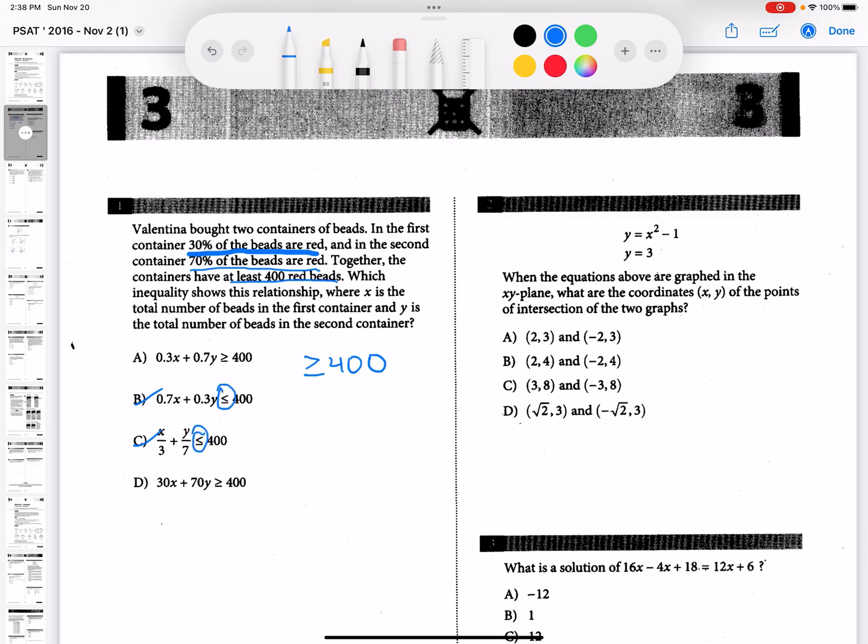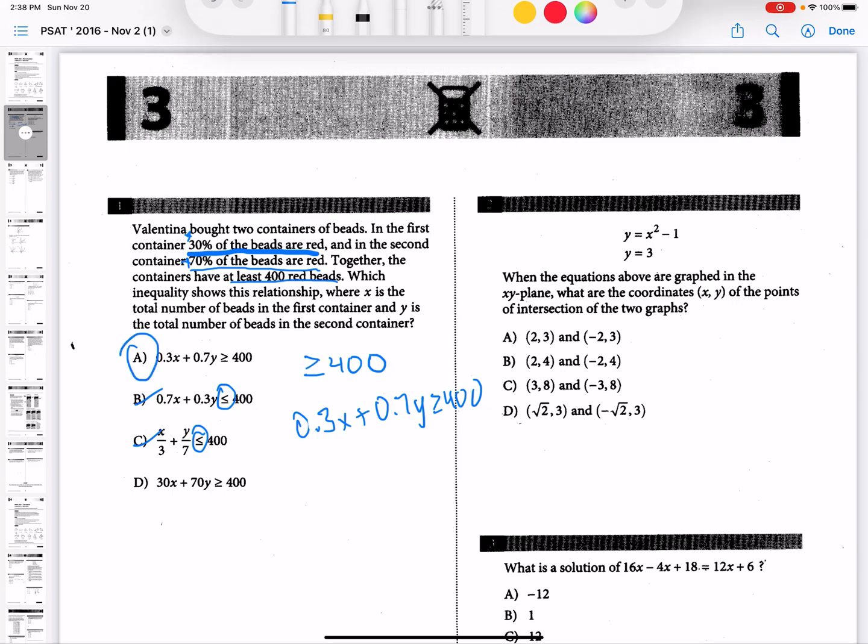And 30% of beads, which is the X value, this is X and this is Y, which means we should get 0.3X. 30% is 30 over 100, so 0.3X plus 70 over 100 is 0.7Y is greater than or equal to 400, which means our answer should be A.